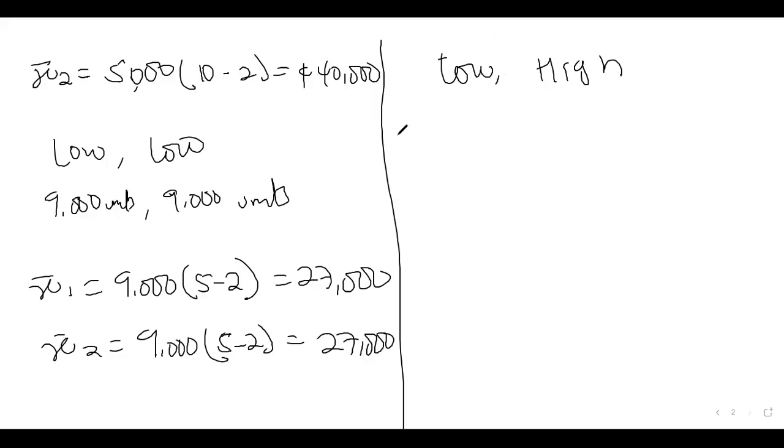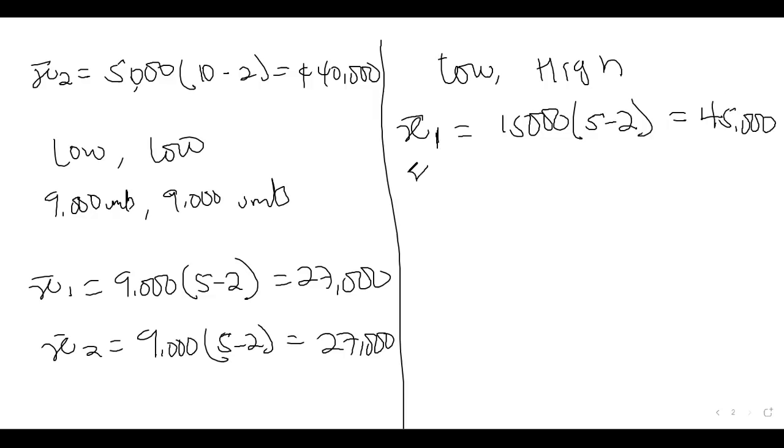So low and high, let's assume firm 1 sets low. So he will get an output of 15,000 into bracket price. The low price is 5 cedis minus average cost 2, you get 45,000. Then let's assume firm 2 is the one that sets the high price. So he will get the output of 2,000 into bracket. The high price is 10 cedis minus average cost of 2. That will be 16,000, okay?